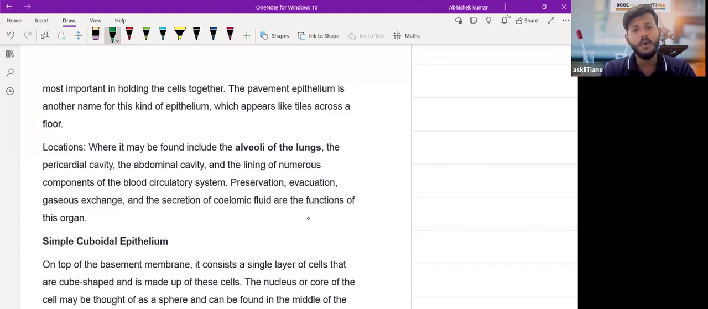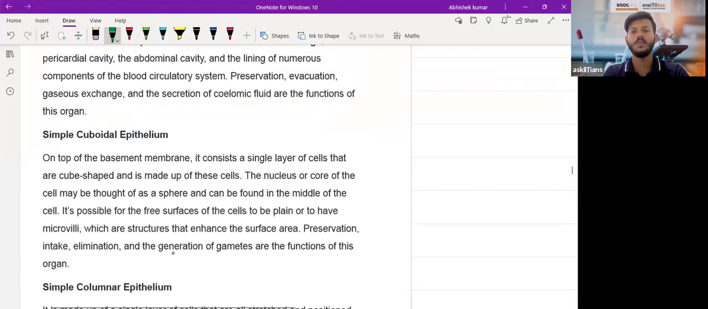Then we have the abdominal cavity lining, which lines up the numerous components of the blood circulatory system, and is involved in preservation, evacuation, and gaseous exchange. It also secretes coelomic fluid. Then we have cuboidal epithelium. They are cuboid in shape, like this.